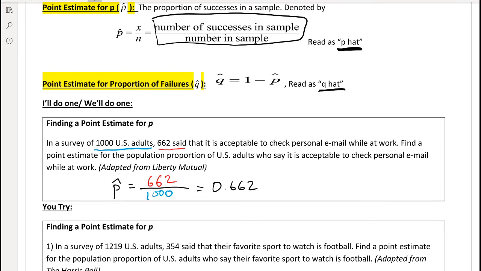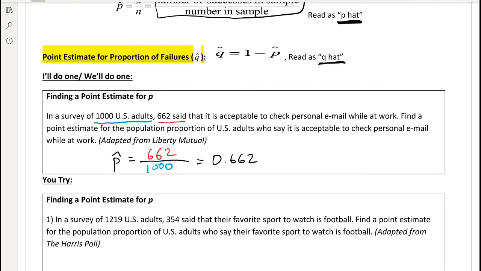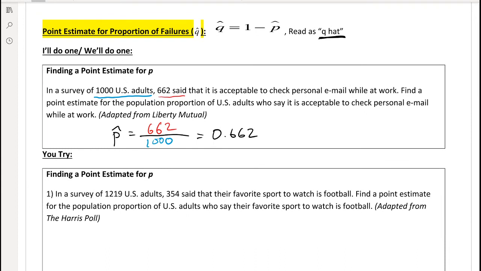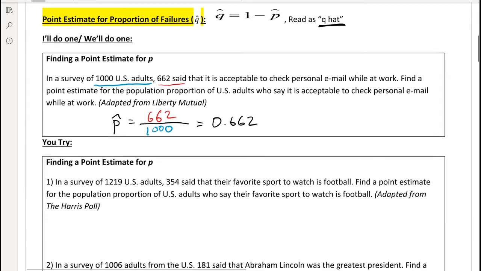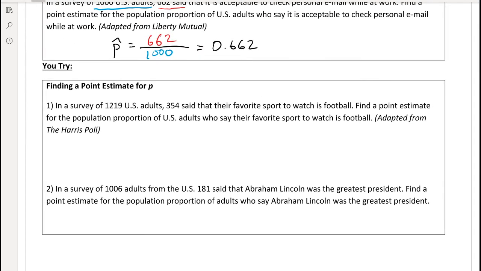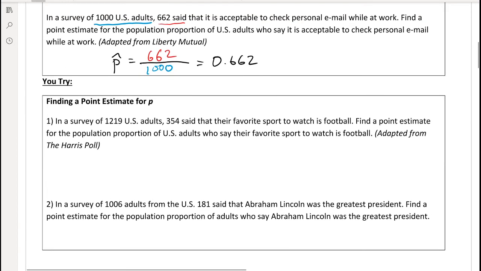When you're doing these problems, you should always get a number that is less than or equal to 1. Your proportion or percentage should not be more than 100%, and it should also never come out negative. Those are two things that will help you figure out if you've done this correctly. There are two problems here I want you to try.